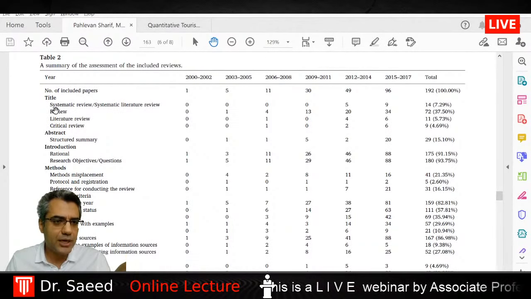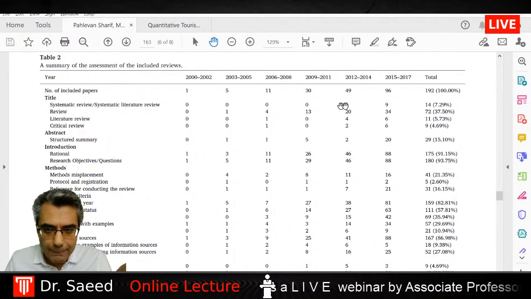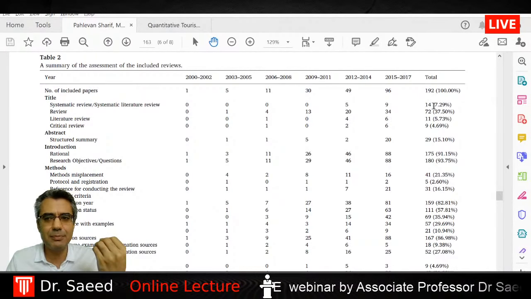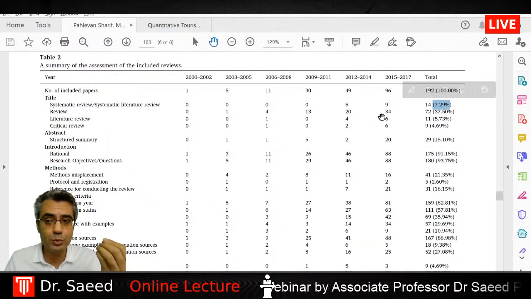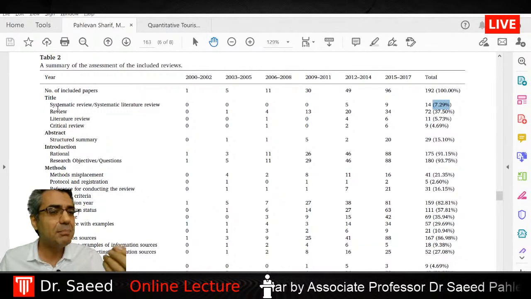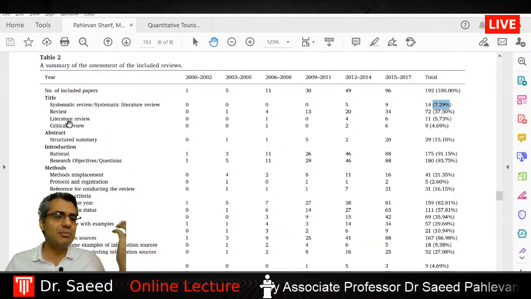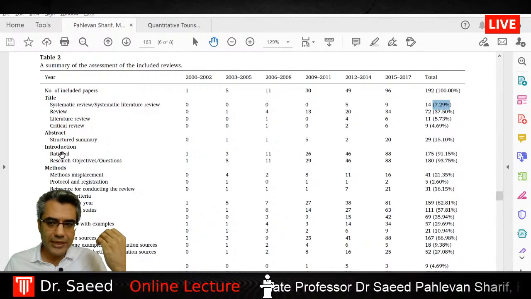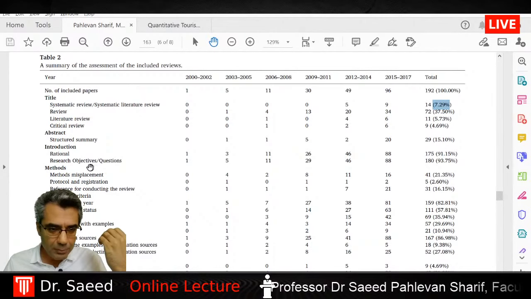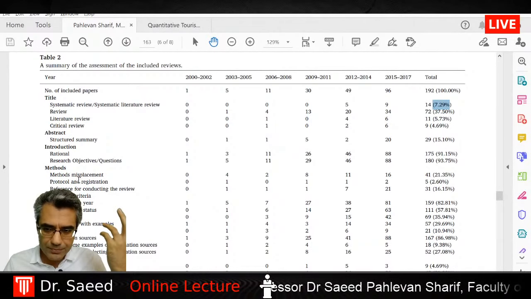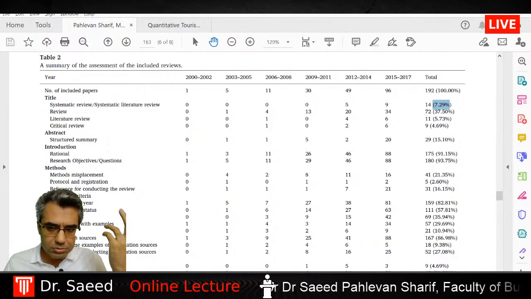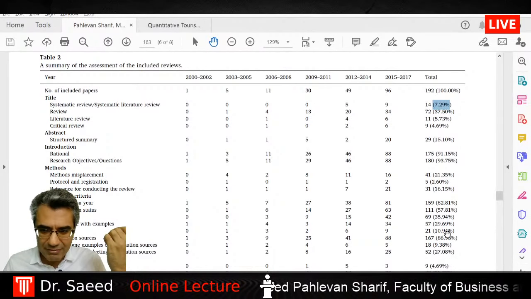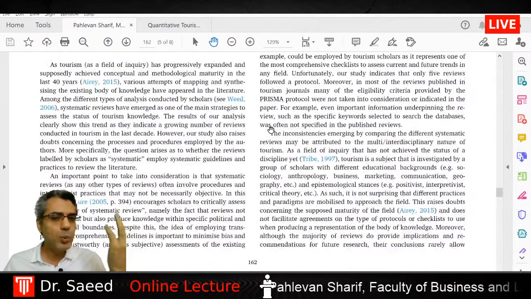Here, for example, title, it must have systematic review. You see, only 7% of papers, am I right? Yeah, only 7% of all systematic review papers in the field of tourism mention systematic review in the title. Some of them mention review, some literature review, some critical review, and some others, right? But they must mention systematic. Another one, rationale. Rationale is very popular. Research objectives, of course. You see, for some of them, like this one, 9%, 27%, 10%, 29%, they didn't provide this information.